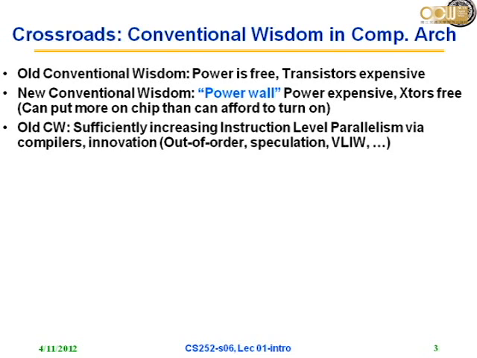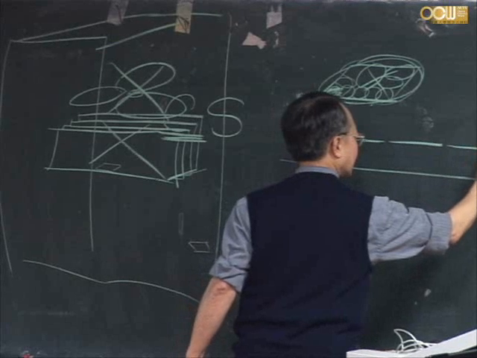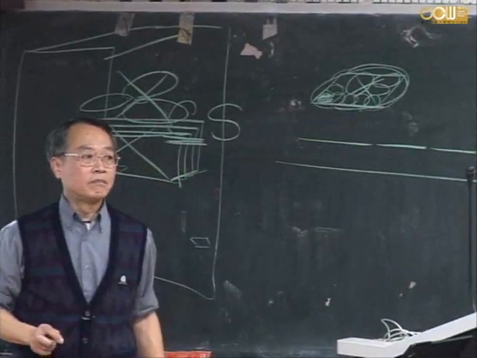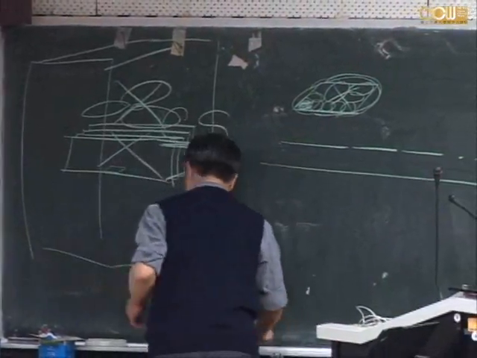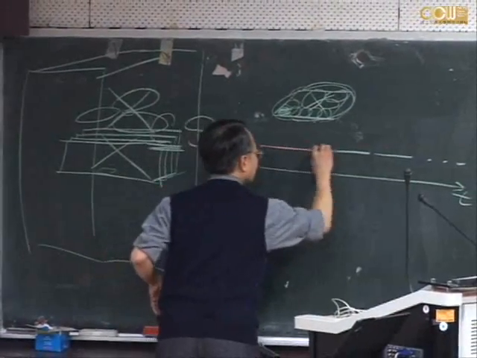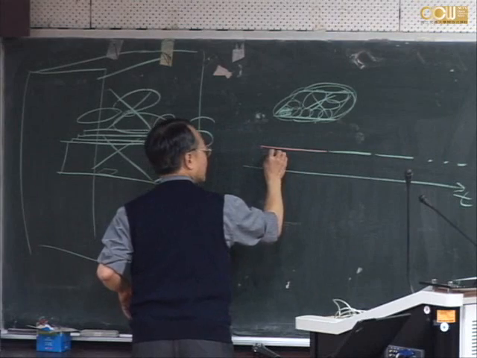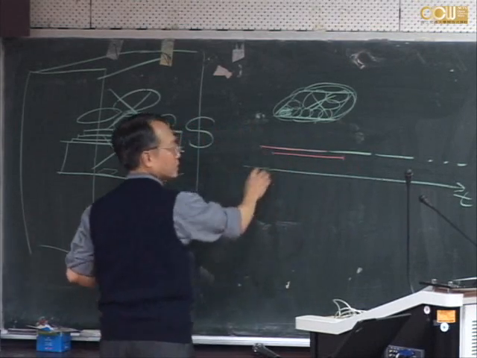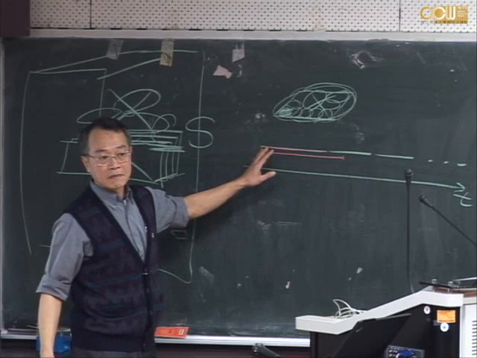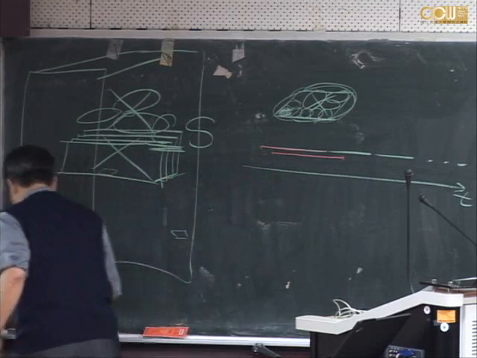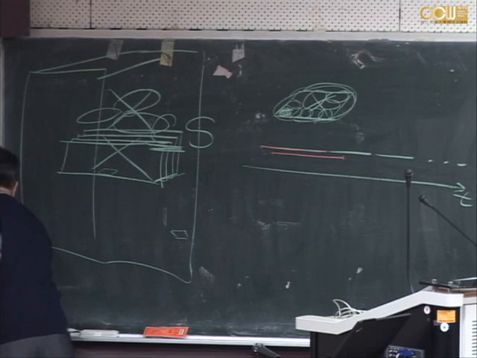And then the old conventional wisdom says sufficiently increasing instruction level parallelism via compiler innovation. Long time back, we could execute one instruction at a time. So on the time axis, we execute one instruction and then the other and then the next and so on. But then we found out that pipelining is advantageous. So we execute one instruction and then start the execution of the second instruction as soon as we can. That becomes pipelining.